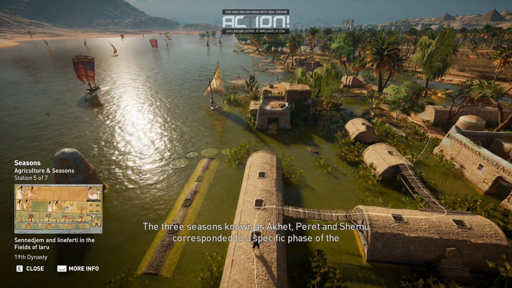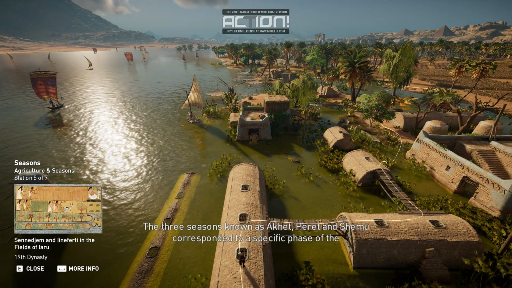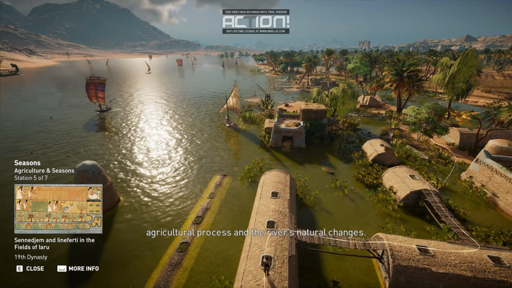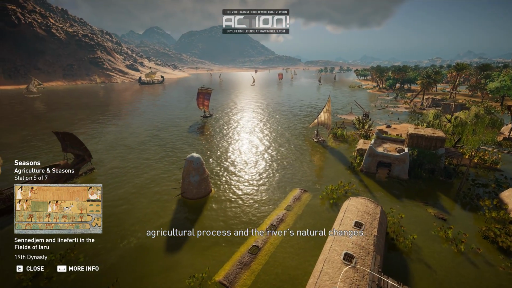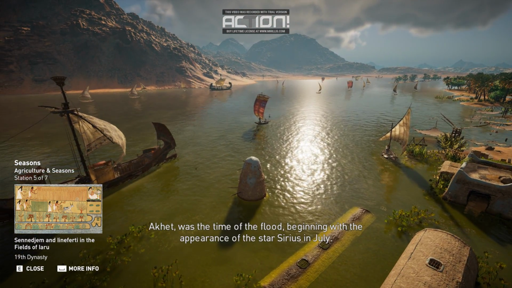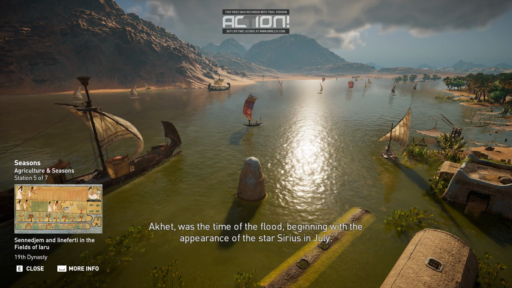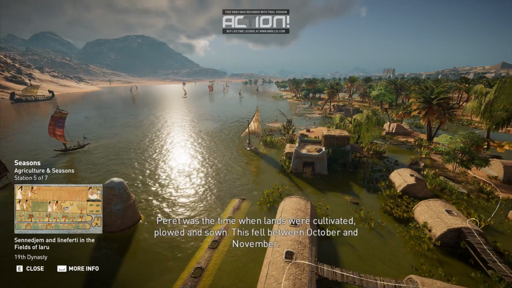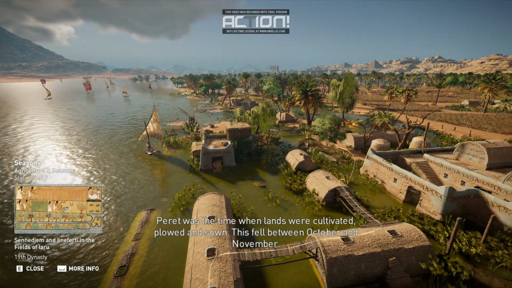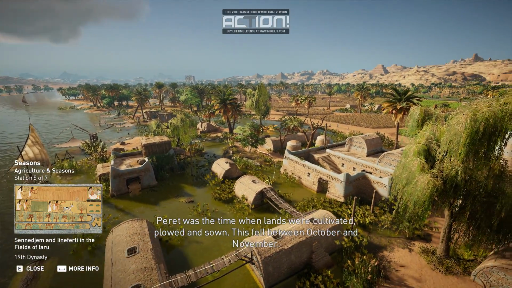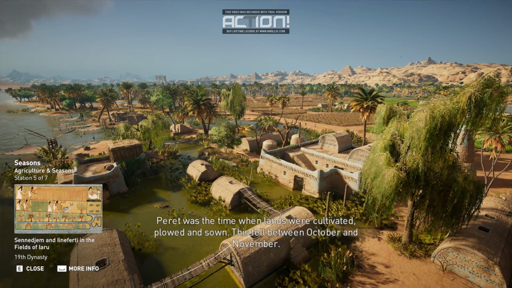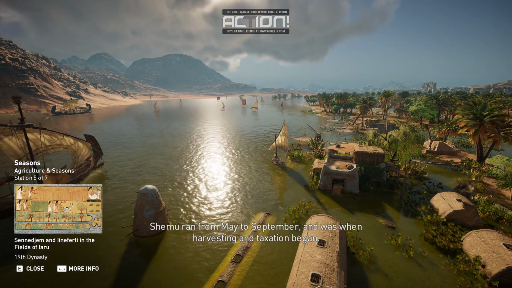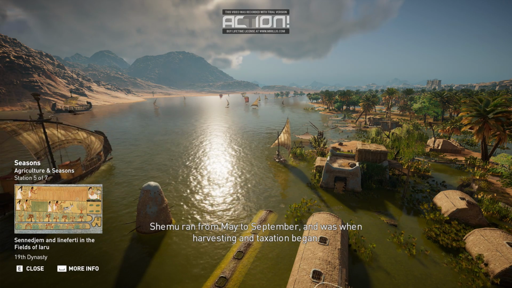The three seasons known as Akhet, Peret, and Shemu corresponded to a specific phase of the agricultural process and the river's natural changes. Akhet was the time of the flood, beginning with the appearance of the star Sirius in July. Peret was the time when lands were cultivated, plowed, and sown. This fell between October and November. Shemu ran from May to September and was when harvesting and taxation began.